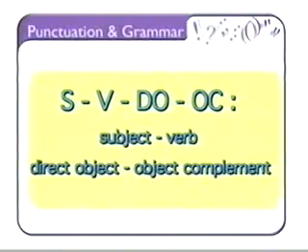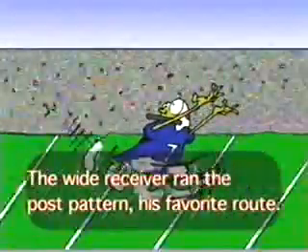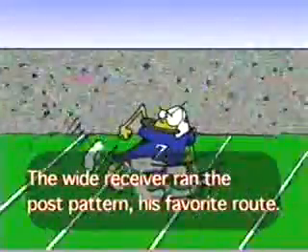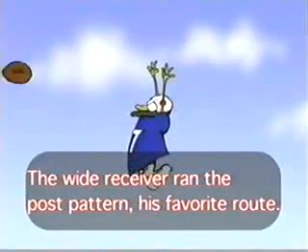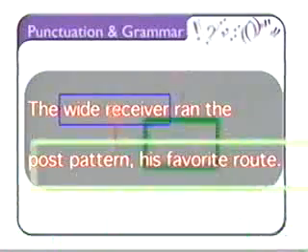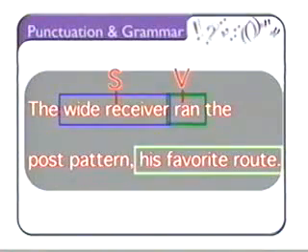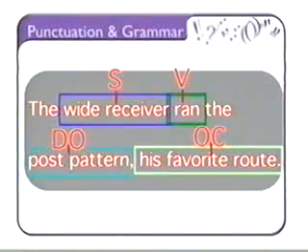To illustrate, here's a sample sentence. The wide receiver ran the post pattern, his favorite route. The last phrase, his favorite route, is a noun phrase which does the job of the object complement. It renames the direct object post pattern.